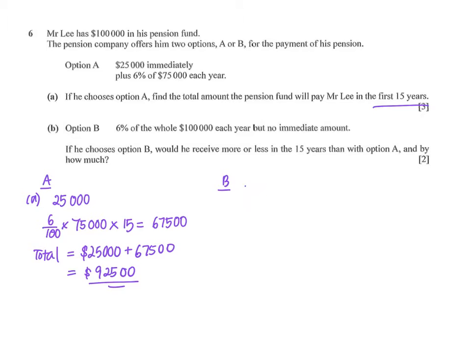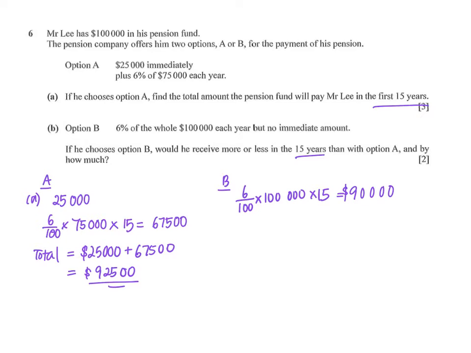Okay, option B, if you were to get 6% of the whole 100,000 each year, but then there's no immediate amount. So for 15 years, I'm going to get 6% of 100,000. And for 15 years, let's check how much money this amounts to. I'll get 90,000. Okay, this amount of money.